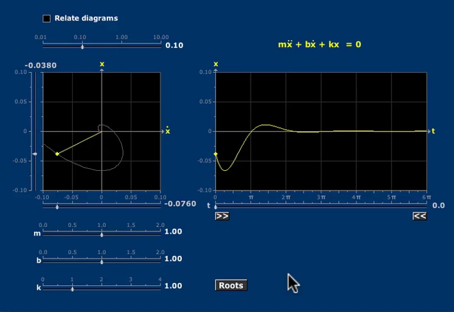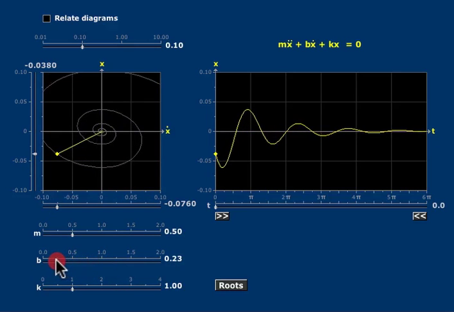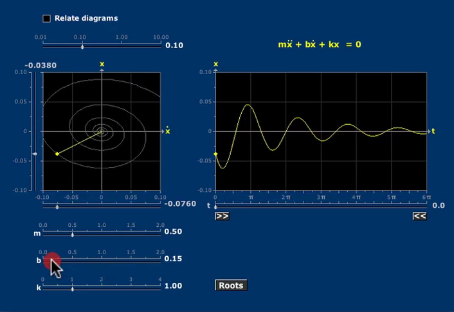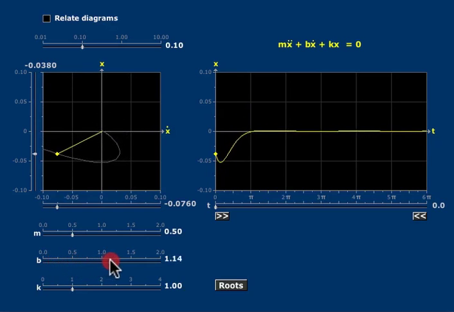The system parameters can be set using these sliders at lower left. Let's adjust the mass to be 1/2 and leave k to be 1, and watch what happens to the solutions as we vary the damping constant b. When b is small, the solution doesn't damp out as quickly, and when b is large, it damps out more quickly.